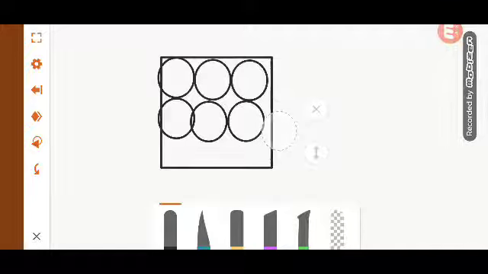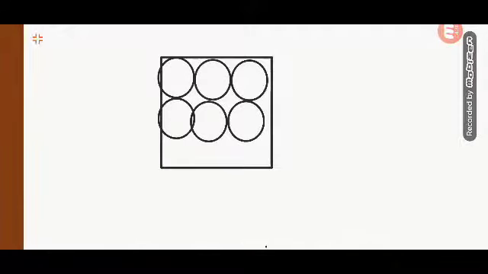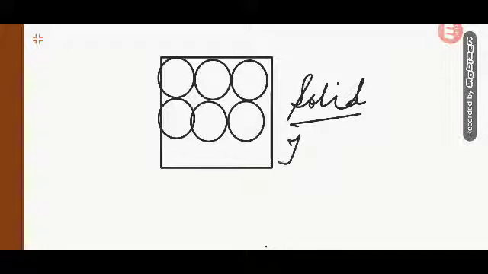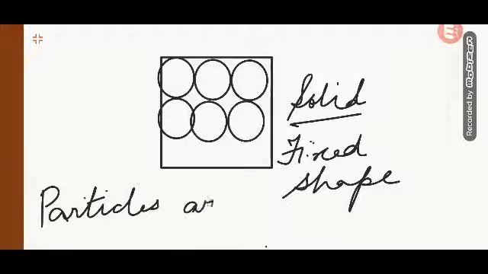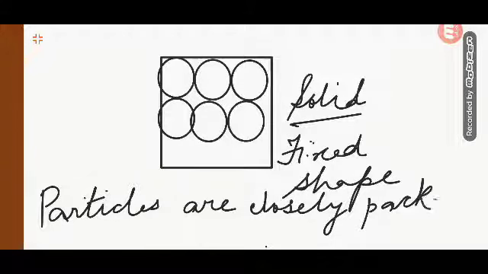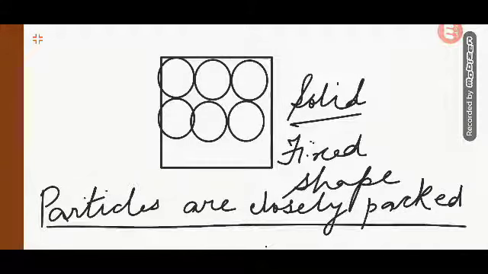So, solids are hard and they cannot be easily pressed. Molecules in solids are tightly packed. Tightly packed means they are very close to each other and there is very little space between them. The force of attraction between these molecules is also very strong. Force of attraction means these molecules, these particles are attracted to each other very strongly. That is why the solid has a definite shape. Definite means fixed shape.